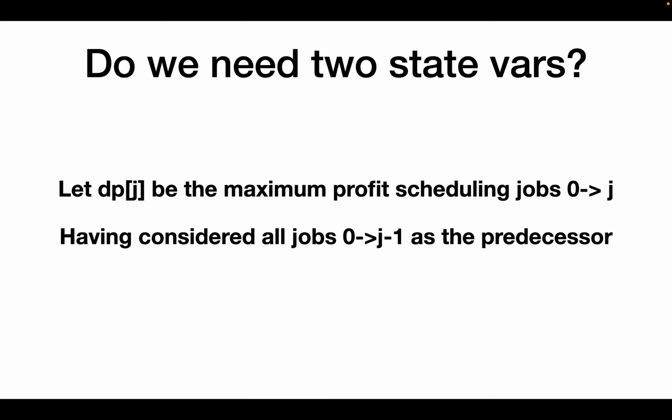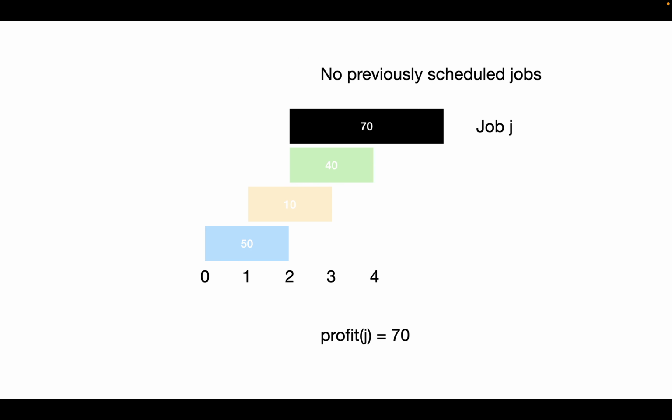So do we need two state variables? No, because we know we can get rid of the full table. So let dp of j be the maximum profit scheduling jobs 0 through j. So now we've taken i out of the dp definition. And to compute dp of j, we're going to do iteration. We're going to iterate over all predecessors from 0 to j minus 1. Let me show you what I'm talking about.